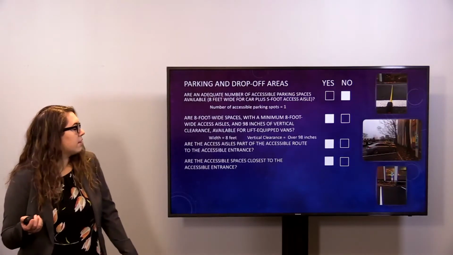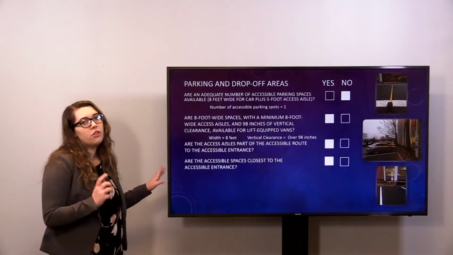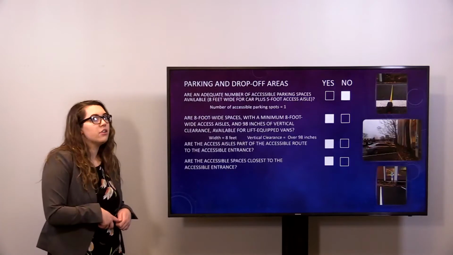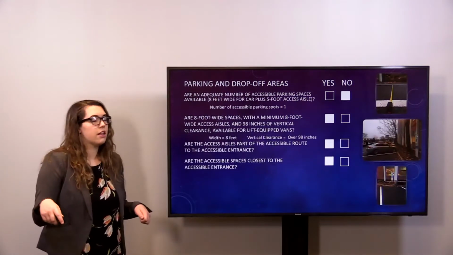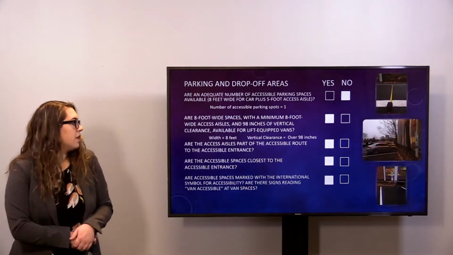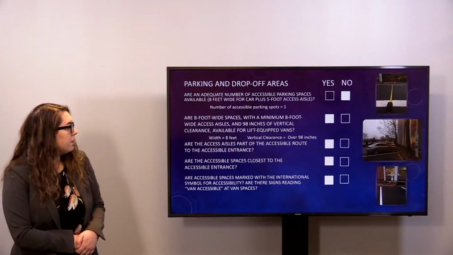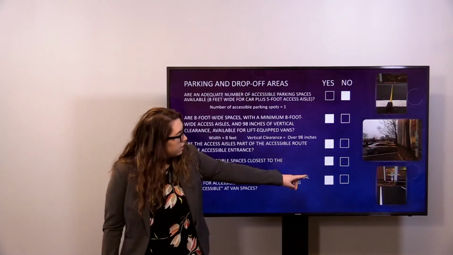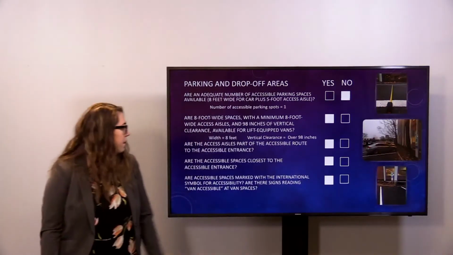Are the accessible spaces closest to the accessible entrance? All 3 entrances are accessible. The entrance that the parking is located closest to is not the main entrance. It's across from the main entrance on the other side of the building, but it is still an accessible entrance. And are the accessible spaces marked with the international symbol for accessibility? And are there signs reading van accessible at the spaces? And in this picture, you can vaguely see that it says accessible parking and then underneath van accessible space.